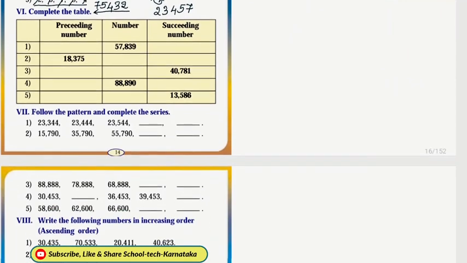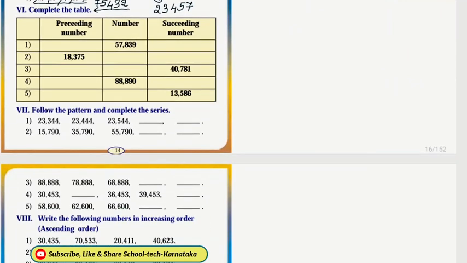Now let's see what we have in our next exercise. It is preceding number and succeeding number. So what is preceding number? How do we find preceding number? We subtract 1 from the given number. And how do we find succeeding number? We add 1 to the given number.